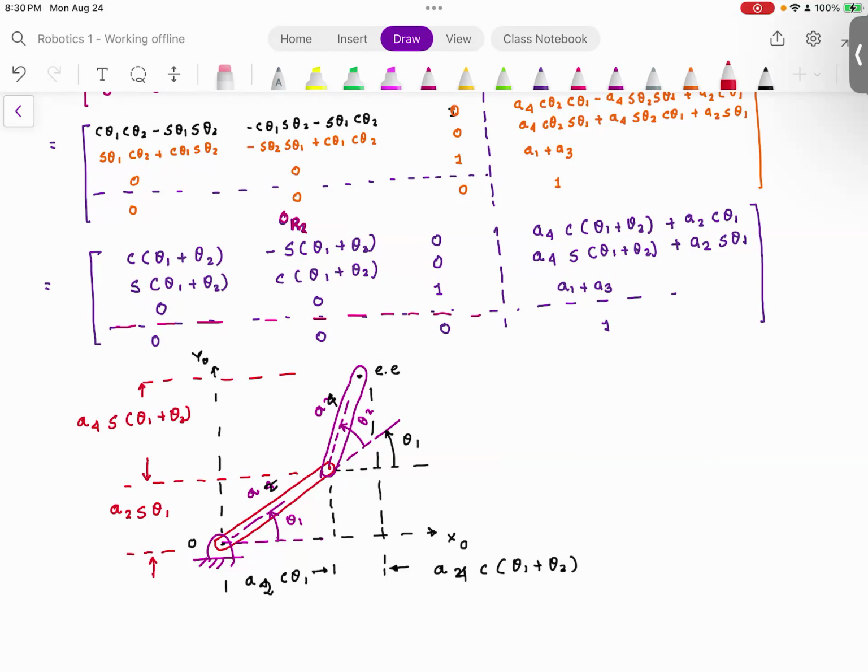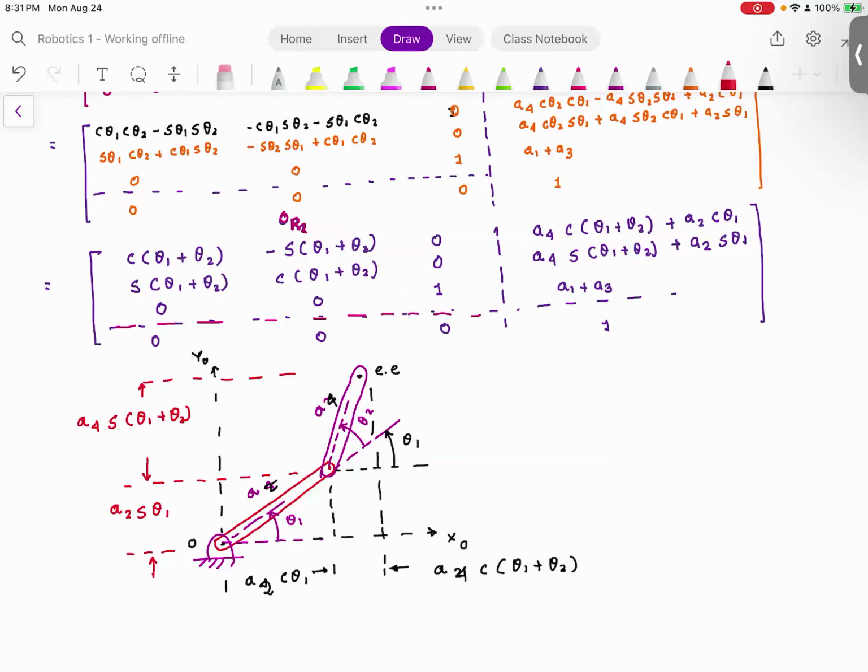So if you look at the overall rotation about z, which is nothing but theta 1 plus theta 2, that's what the rotation matrix is telling you. And since we are looking at the two-dimensional figure, a1 plus a3 doesn't come in the picture, but it's like elevated. So do you agree with me that whatever answer we get with forward kinematics using the homogeneous transformation, we can verify the forward kinematics using a graphical approach.